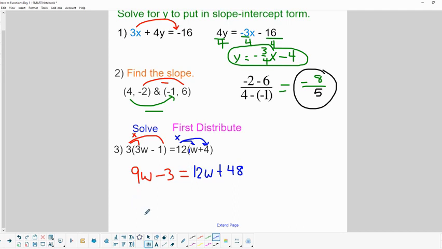All right, so now all we have to do is move the variables to one side and the numbers to the other. And I'm going to minus 9w from both sides to kind of keep things positive, because if I minus 9w from that 12w, I'll stay positive. So that leaves me with -3 equals, and then I have 3w plus 48. So my next step is going to be subtract 48 from both sides to move 48 to the left side.